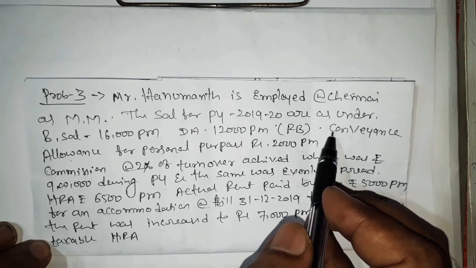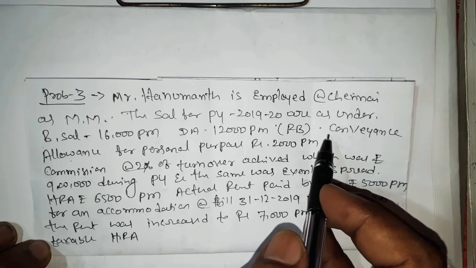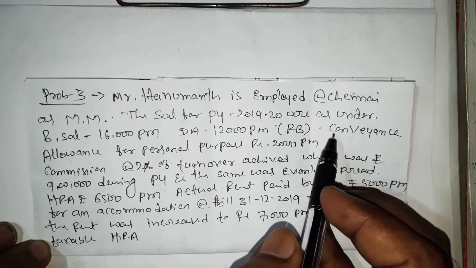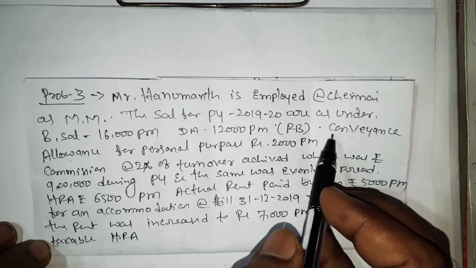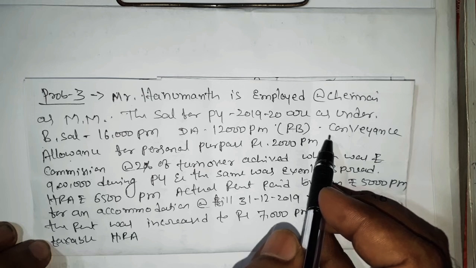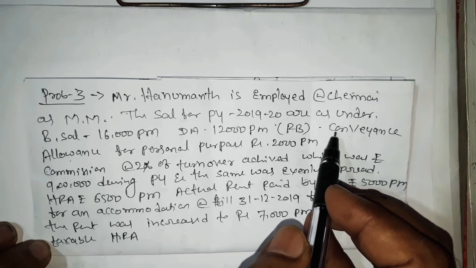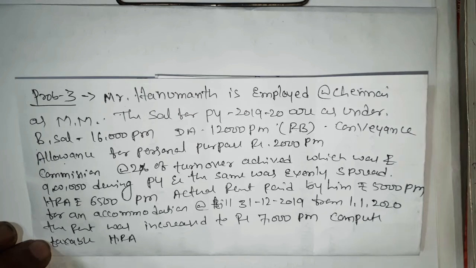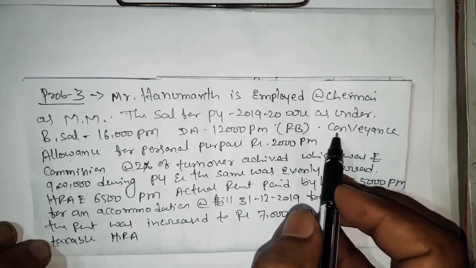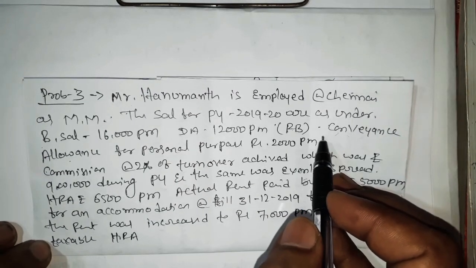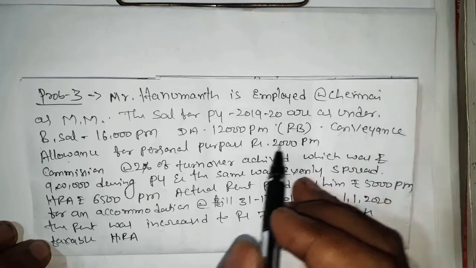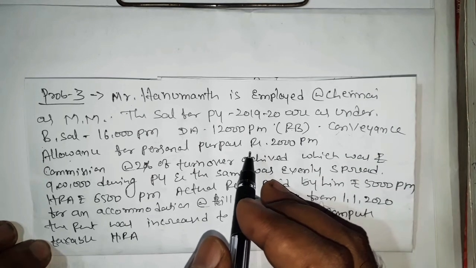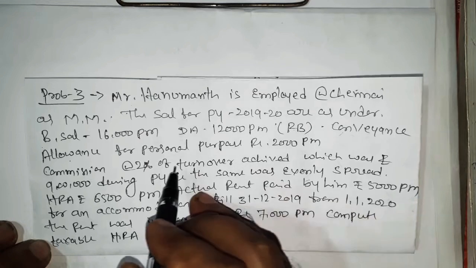Whatever additional information they provide in the problem, you should not consider it when calculating the HRA and taxable HRA. Convenience allowances, any hostel allowances, any other allowances they provide, you should not consider for the calculation of HRA. Here also we should not consider the convenience allowance for his personal use. Only the rent should be covered here.